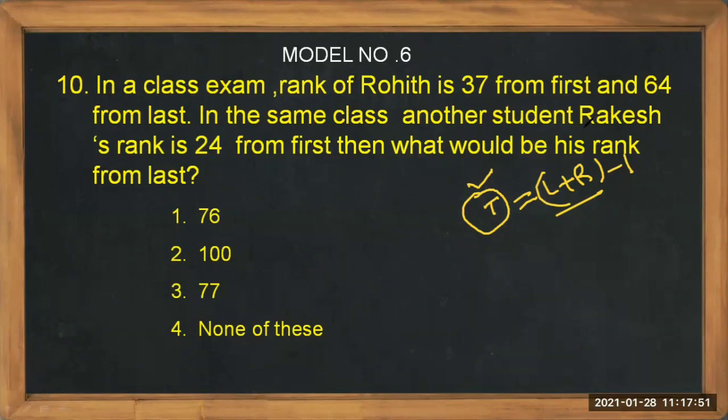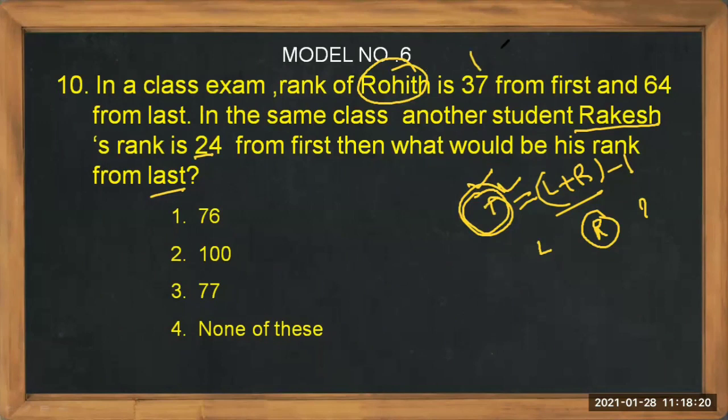So here also, Rakesh's rank we know from the first, and we need to know it from the last. So we know the L value, we need to find the R value, but we should know the T value. Without the T value, we cannot find Rakesh's rank from the last. How can we find the total? We can find the total by using Rohit's ranks, because we have both of Rohit's ranks, from the first and from the last. From this we can find the total.